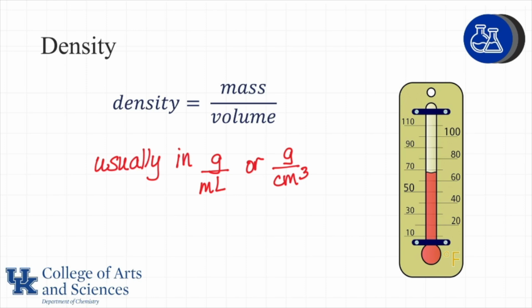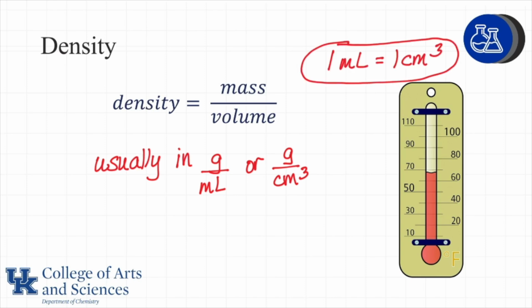Those are the most common units we see it in, simply because it gives us values that are easy to manage. And one thing that's really important to remember is that 1 milliliter equals 1 centimeter cubed. So if you imagine a playing die from a board game, it's about 1 centimeter on each edge. And so if I took 1 centimeter times 1 centimeter times 1 centimeter, I'm going to get 1 centimeter cubed. And that's about 1 milliliter, just so you can have that in your head. And so these are interchangeable because they mean the same thing. Milliliters is a unit of volume, and centimeters cubed is also a unit of volume.